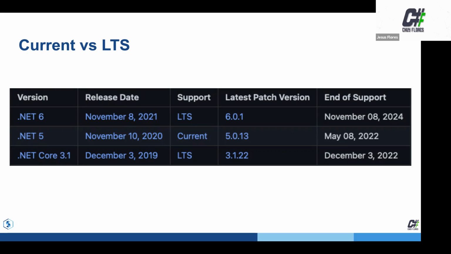And because of this life cycle, there is still support for .NET Core 3.1 because it's marked as LTS, and support will end by December this year because that was a release in December, but they are aiming to do the releases now in November.